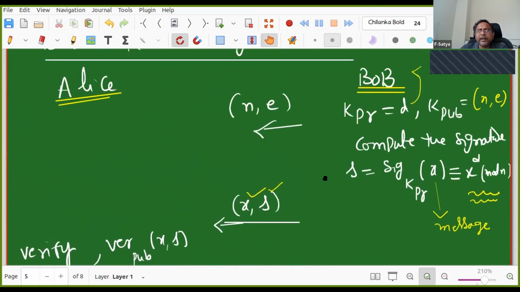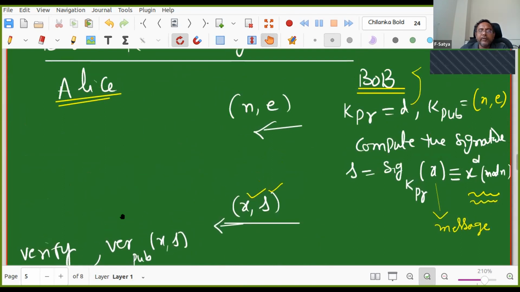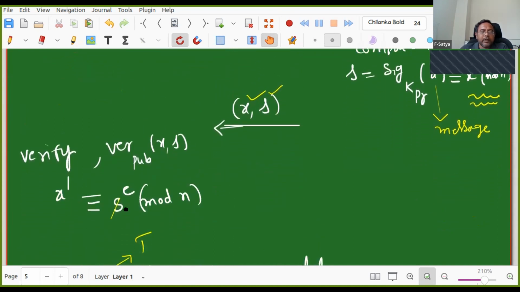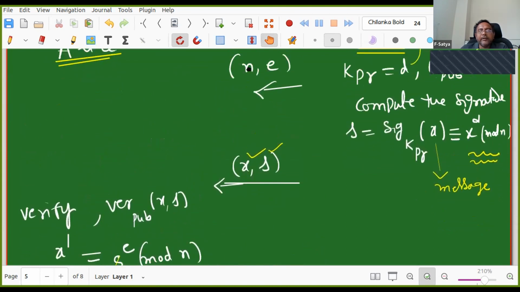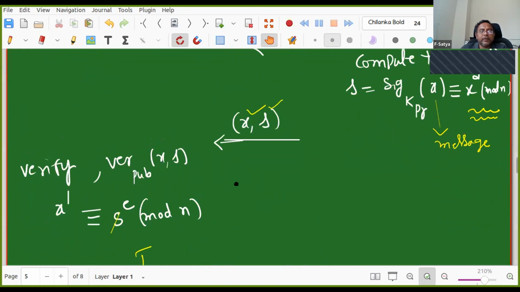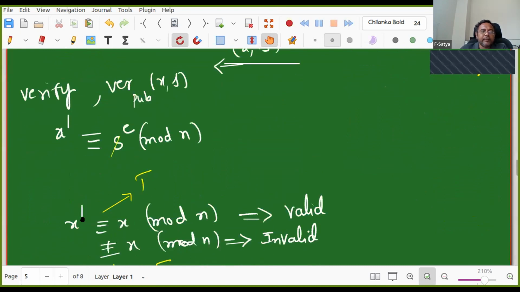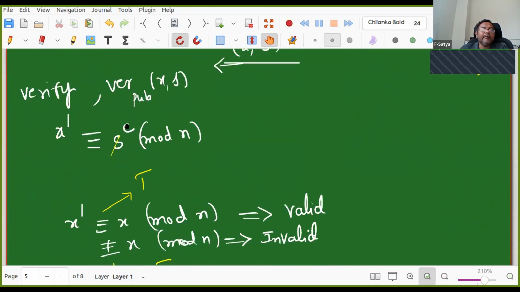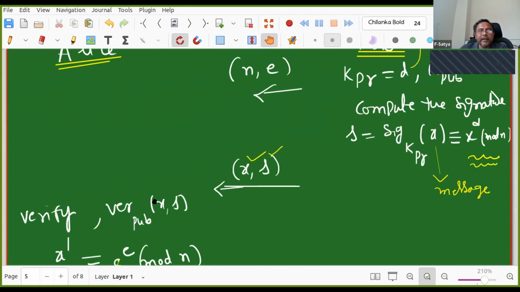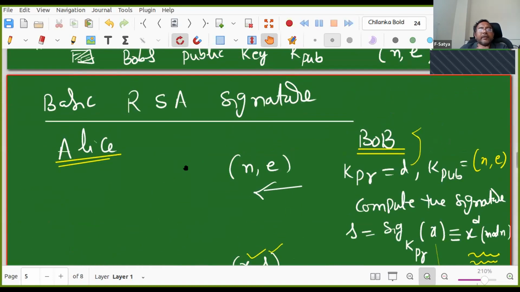So very simple, right? D and E only we used on both sides. D is the private key and E is the public key, publicly known. And all the things are used. N is used, E is used, X is used, S is used, right? So finally, X is used to check whether X dash equals X or not. S is raised to power E, then we'll get X, right? So I think this is a very clean RSA digital signature.